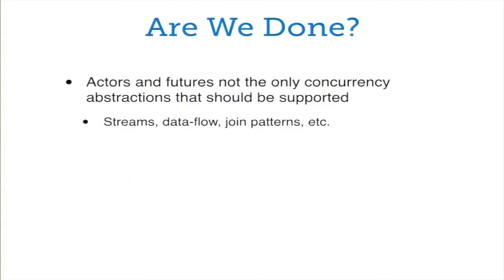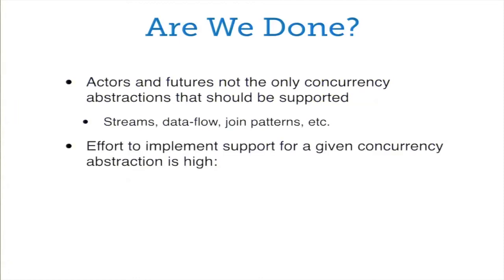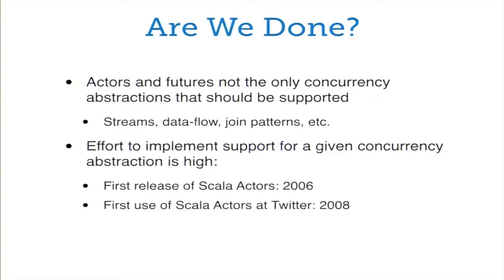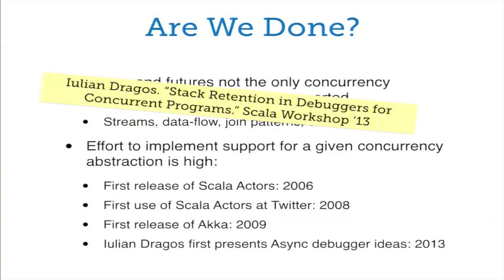So, for example, streams. Streams is something that is just becoming more and more important and widely used, but there's not really any good debugger support in this case. But then also data flow abstractions, dining philosophers patterns, and so forth. And of course, the effort to implement support for a concurrency abstraction is quite high. So if you look at the timeline here, actors were first released in 2006.